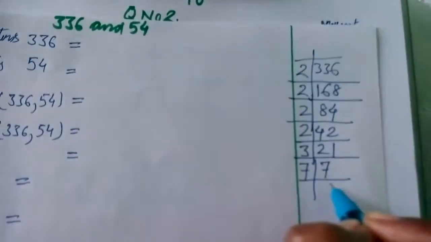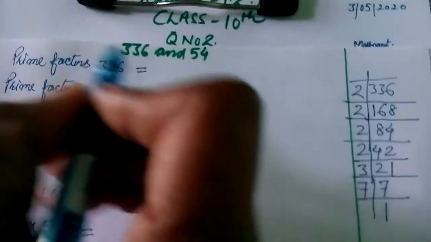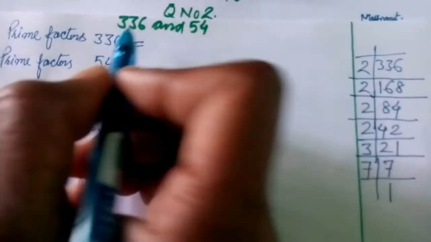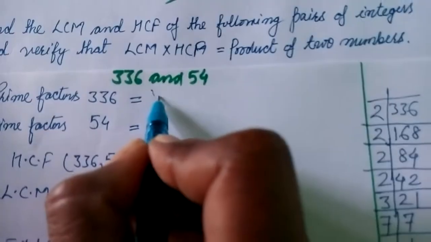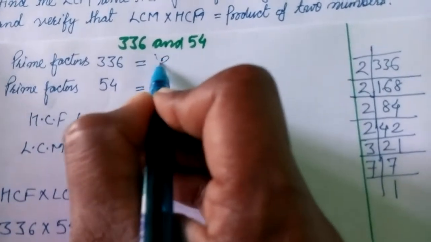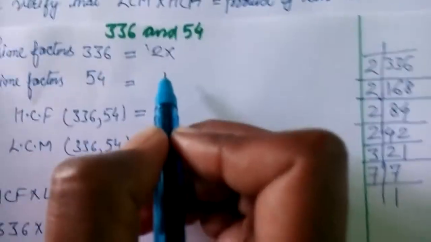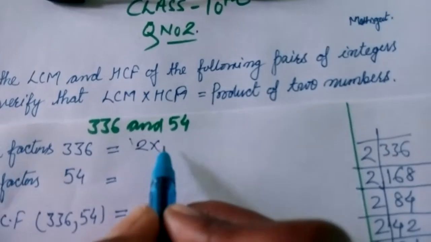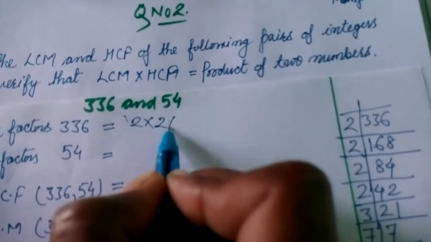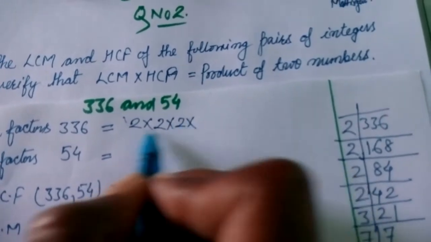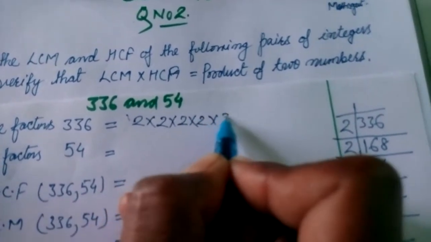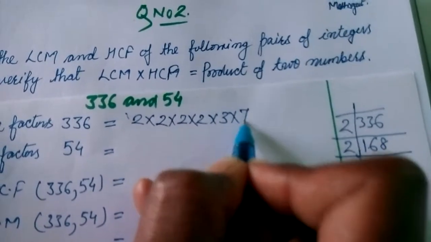And we got the prime factors. So the prime factors of 336 are what? We got 2 into 2 into 2 into 2, and 3 into 7.